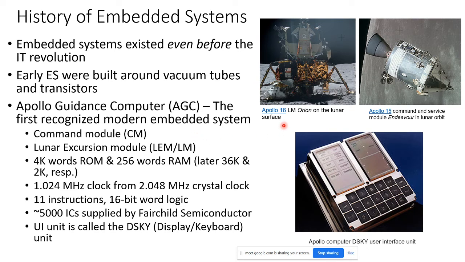One will orbit around the moon, that's your command module, and the other one is your lunar excursion module, which actually lands on the surface of the moon. Both of these had your AGC on them. And if you think it could be some kind of hi-fi computing device, no, it's not. It only had 4K words of ROM and 256 words of RAM.